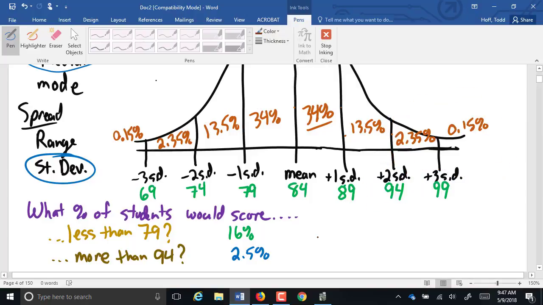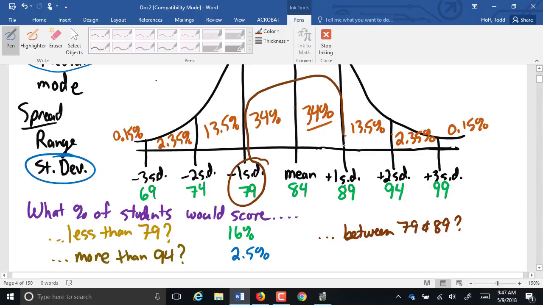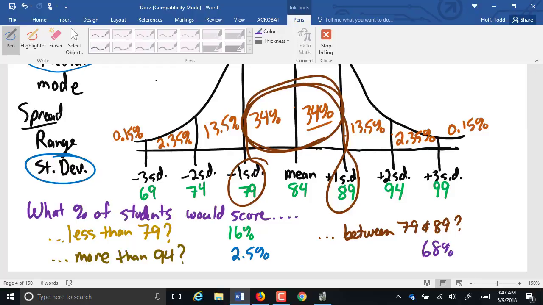I might ask what percent of students would score between 79 and 89. Well, here's 79, here's 89. Between them is those percents. If I add those together, I get 68%. So I can use this bell curve to make some predictions. Obviously, it's very likely 68%, or a little over 2/3 of my students, are going to score between 79 and 89 on that test.